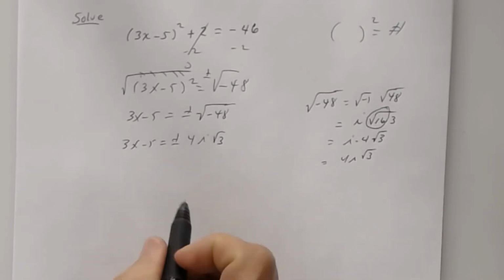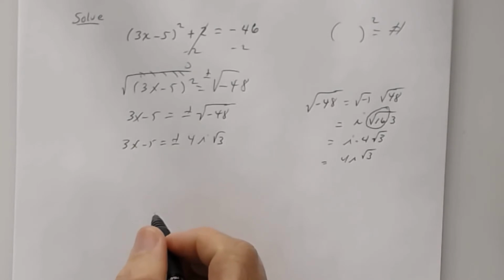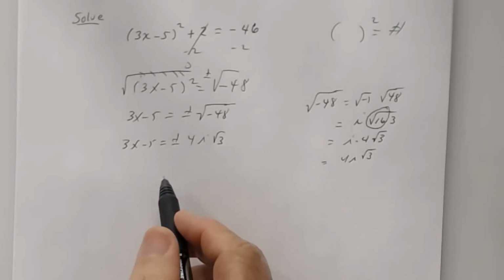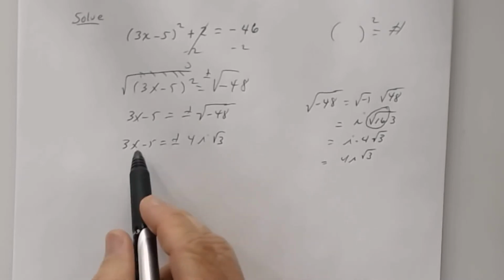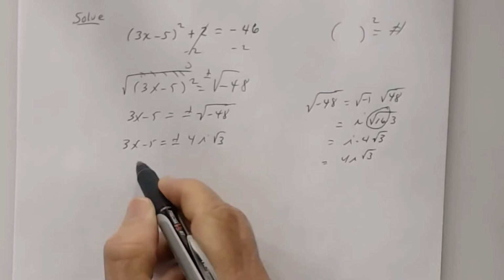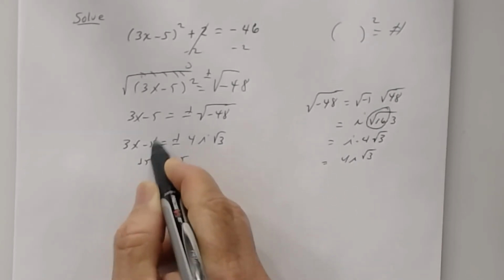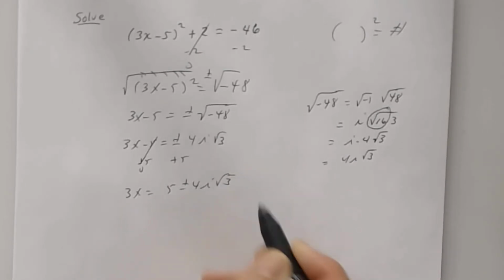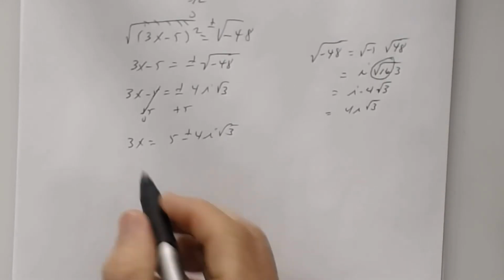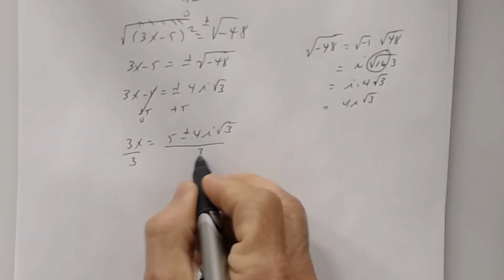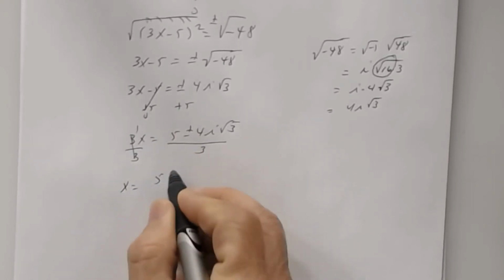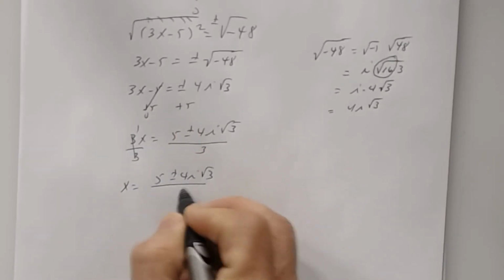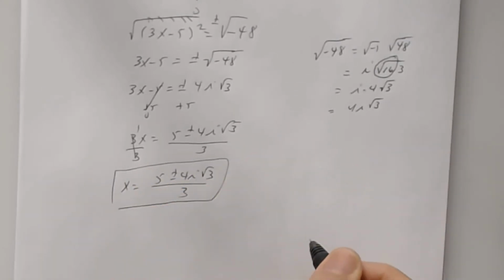Now, what kind of solutions will I end up with? Two, yes, but what kind? Imaginary. They're not going to be rational. Since they're imaginary, you can write them in a compact form. Just add 5 to both sides, and I get 3x equals 5 plus or minus 4i square root of 3. Then finally, divide both sides by 3, and I get x equals 5 plus or minus 4i square root of 3, all divided by 3. You can leave it like that.